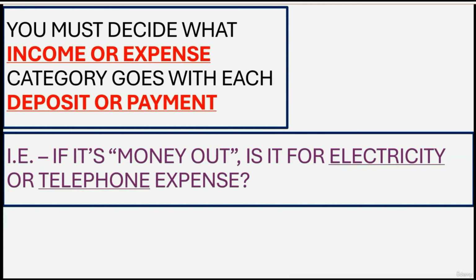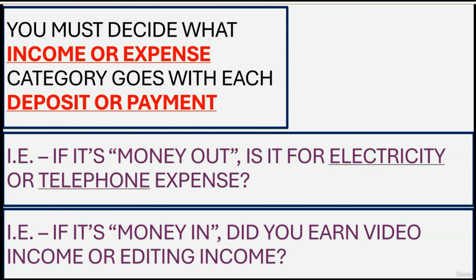For example, if it's a transaction where money is going out of the account, you have to tell QuickBooks Online, is this for electricity or is this for telephone? Then once you decide that, you can record it from the review list into the QuickBooks Online records. Same thing with deposits and money coming in. Did you earn this money for doing a video service or an editing service? Once you tell QuickBooks Online which income account the deposit goes with, then you can record it from the review list into QuickBooks Online.